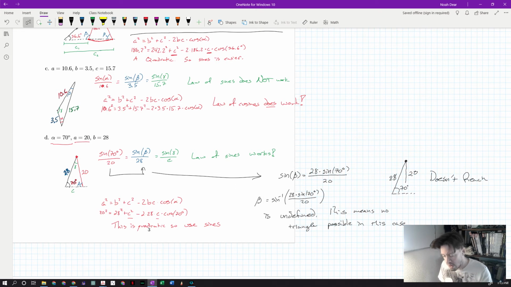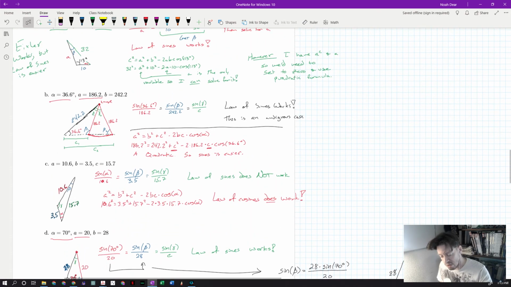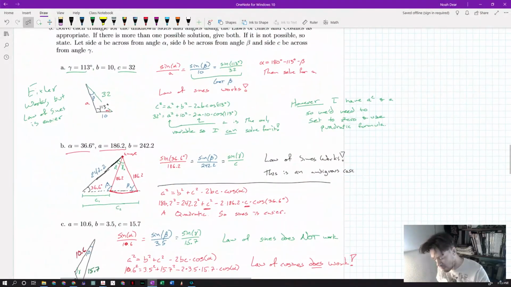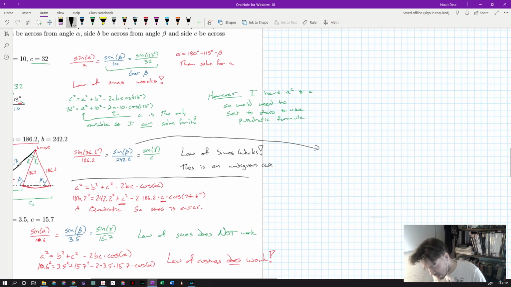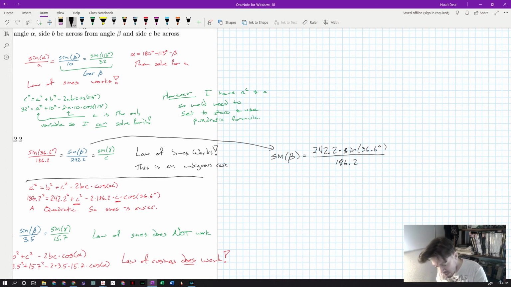And then where we get two answers, how we'd set that up. If we don't see it in the picture, we can still find out. We can still catch this later, even if we aren't seeing it in the image right away. So for part B here, I'm going to look at this equation. So I've got sine of beta equals, move the 242.2 to the other side on top, times sine of 36.6 degrees over 186.2.